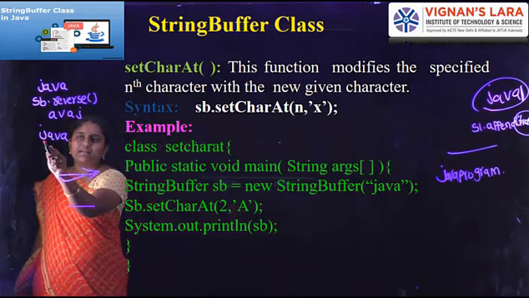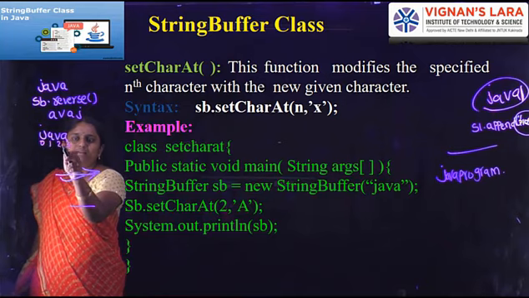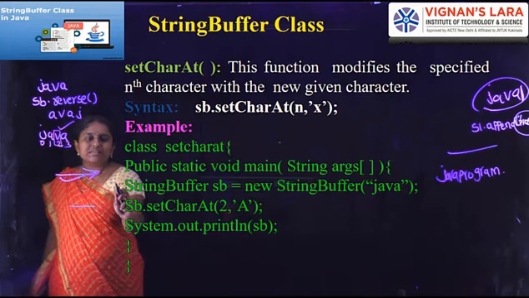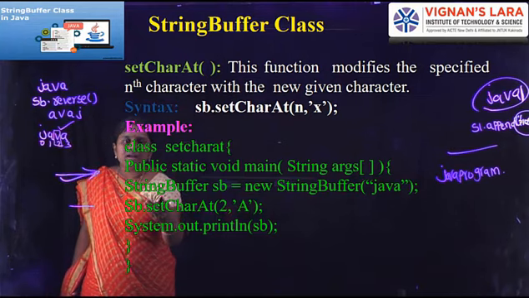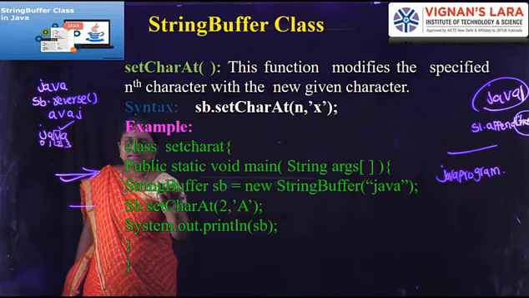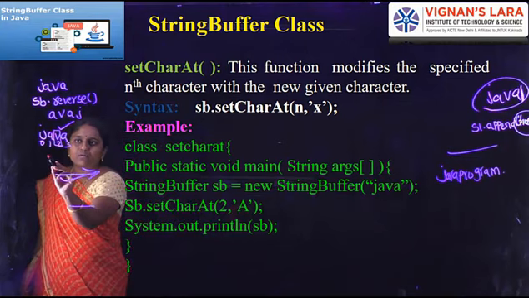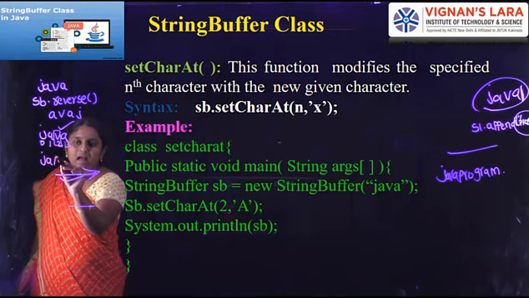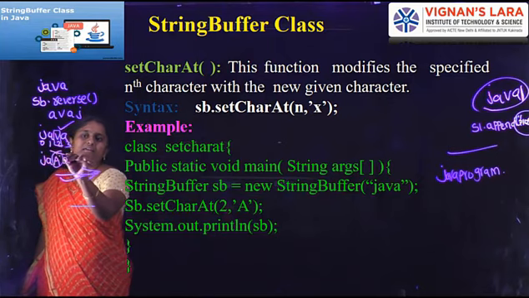What is our given string? Java. The string index starts from 0, 1, 2, 3. What is the character placed in the second index position? V. By using the setCharAt method, I want to modify that character. After applying setCharAt(2, 'A'), what is the output of our program? J a uppercase A. V is modified with A.